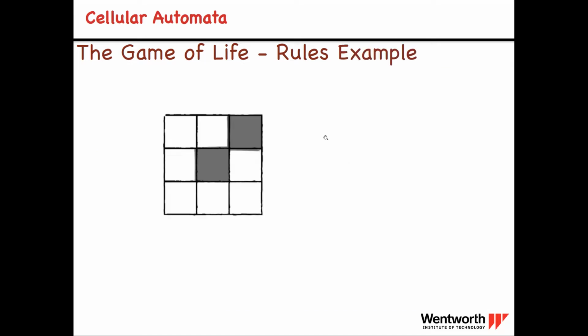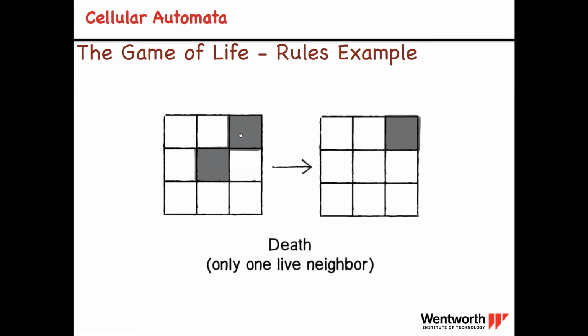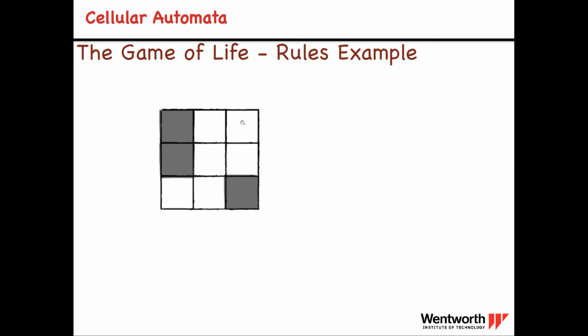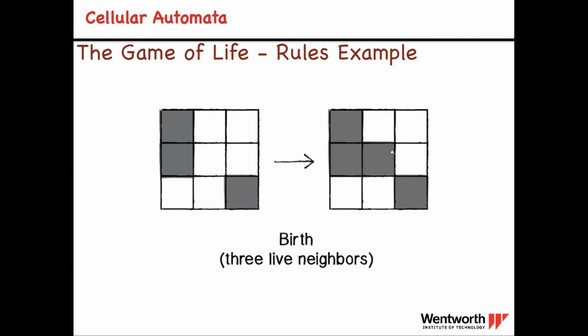So I got a couple of examples here. Let's say we have a state like this. We are alive. We count up our neighbors. We have 1. This triggers the death rule, so we end up changing our state to being dead. In this situation, we're dead in the center. Count up all the live neighbors. There's 3. So there's a birth condition happening there.